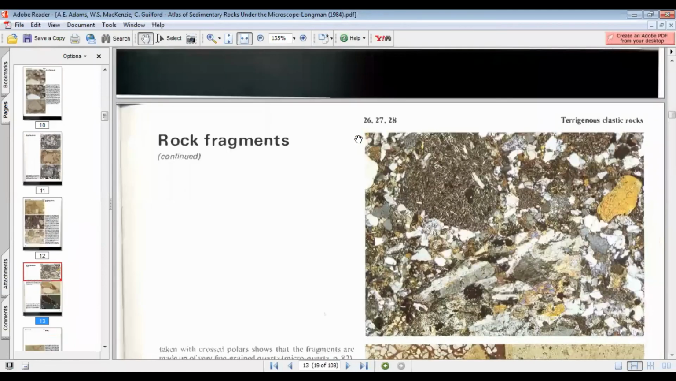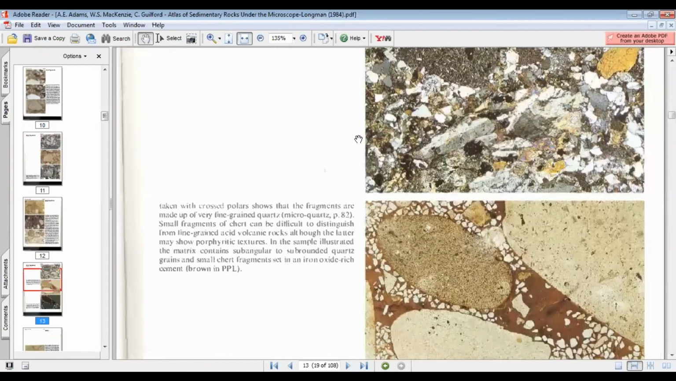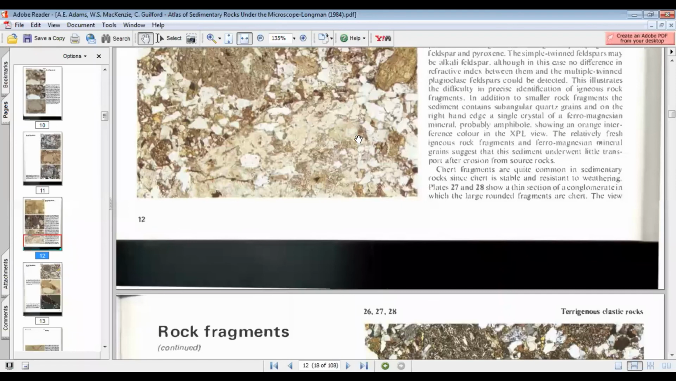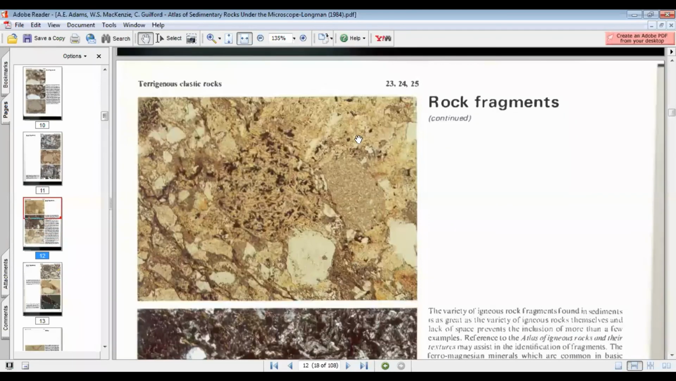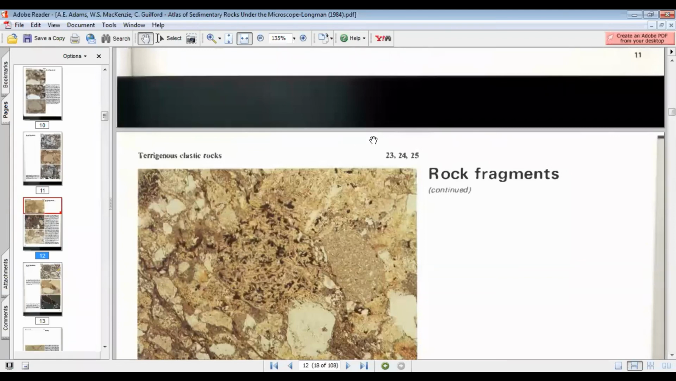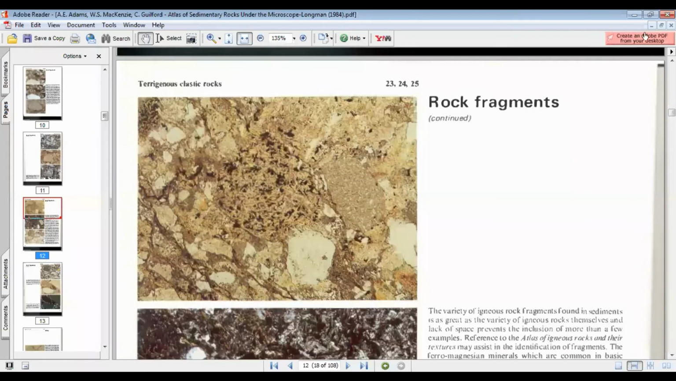Well, I think that's all for today, and we have done until thin section number 24. We'll continue from here. If you have any questions related to the rock fragments or feldspar, you can ask.